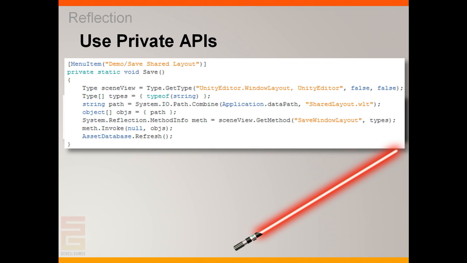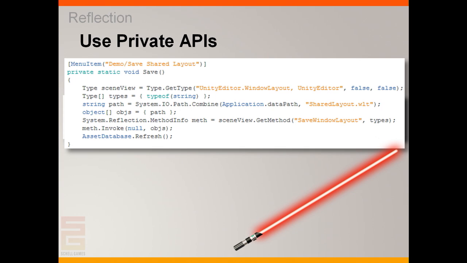But a lot of times, especially when you're building your own custom editors, it's useful for some of the team or all of the team to share layouts. So to do that, I reflected a private class called window layout, or I think it's an internal class, but same thing from the perspective of somebody who's not allowed in, and built up a path, because the window layout has a function called save window layout. And that takes a file path.